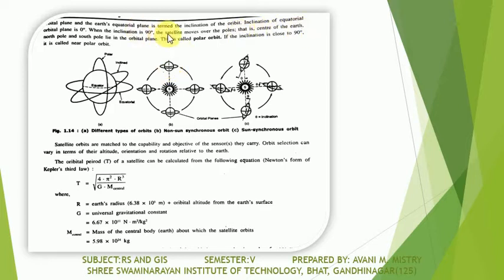That means whenever the angle is 90 degree, the satellite moves over the poles. It moves over the poles, and that is the center of the earth. North pole and south pole lie in the orbital plane. This is called the polar orbit.